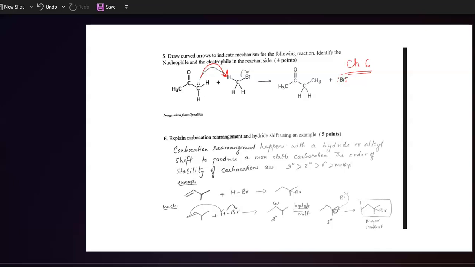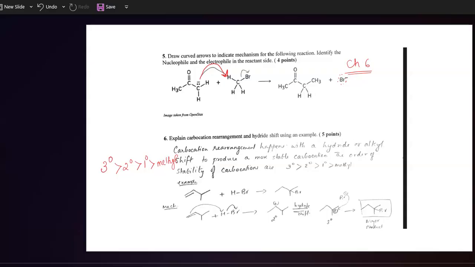Next one is asking to explain carbocation rearrangement and hydride shift using an example. So carbocation rearrangement, remember that if there is a position available for the carbocation to shift, like going from a primary to a secondary or from a secondary to a tertiary, then hydride shifts can happen, and that is what is called carbocation rearrangement. Okay, so for the stability of carbocations, tertiary is more stable than secondary, which is more stable than primary, which is more stable than a methyl. So the greater the number of alkyl groups or R groups on the carbocation, the more stable it is.